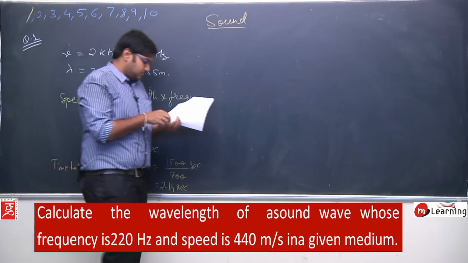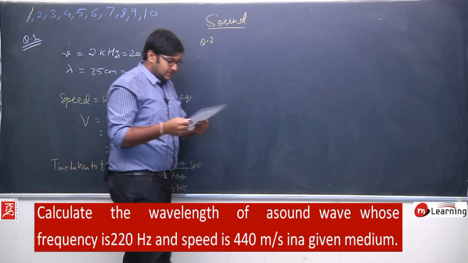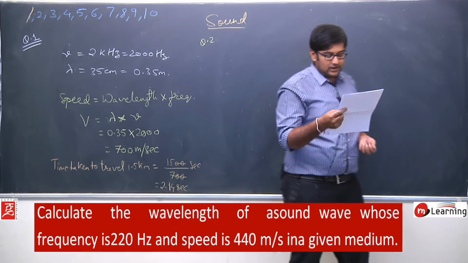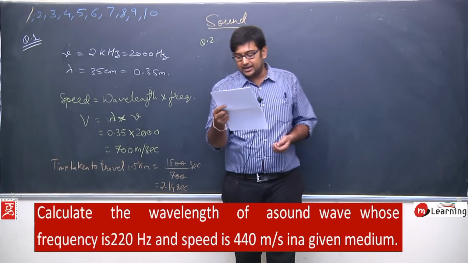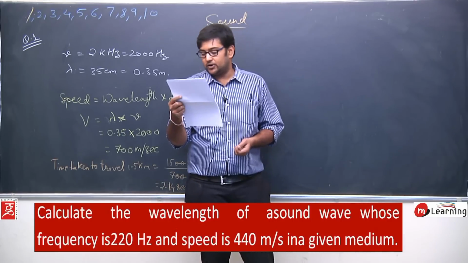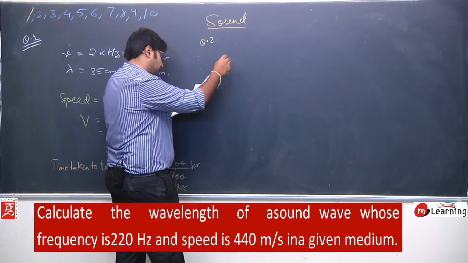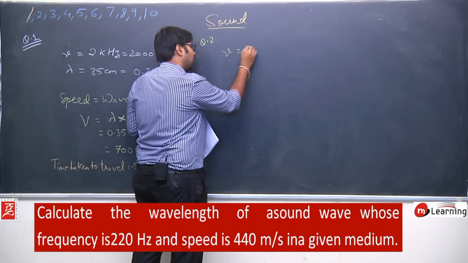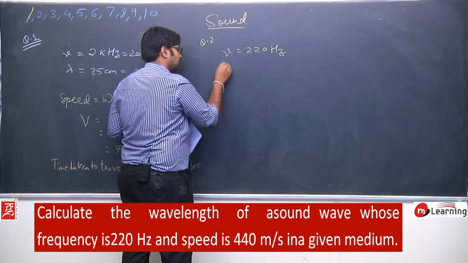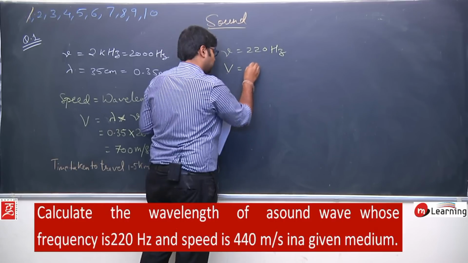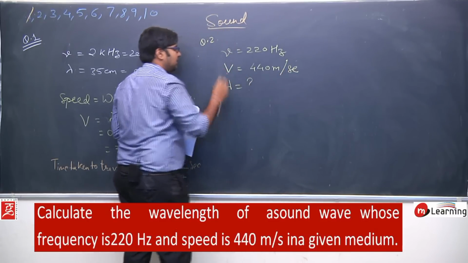Now moving to the second one, question number 2. It says: calculate the wavelength of a sound wave whose frequency is 220 hertz and the speed is 440 meters per second in a given medium. So in this question we are given the frequency as 220 hertz, and the speed of the sound wave, v, is 440 meters per second, and our task is to calculate lambda.